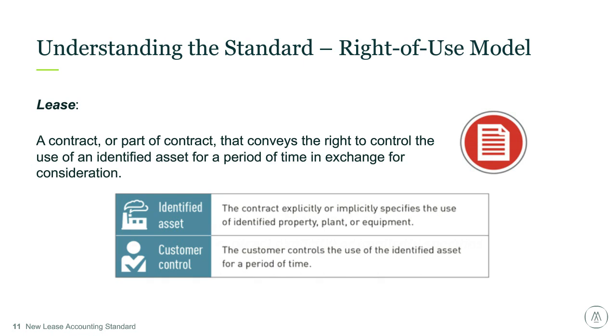A lease is a contract or part of a contract that conveys the right to control the use of an identified asset for a period of time in exchange for consideration. Some key areas include the concept of the identified asset and that of customer control, which we will explain in further detail, as there may be scope exceptions that may cause an arrangement to fall outside of the scope of ASC 842. For now, we will focus on this definition and further describe what makes up a lease under this new standard.